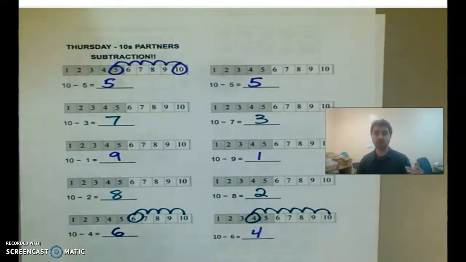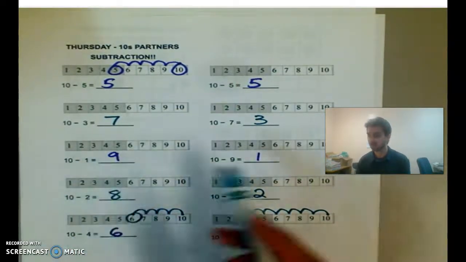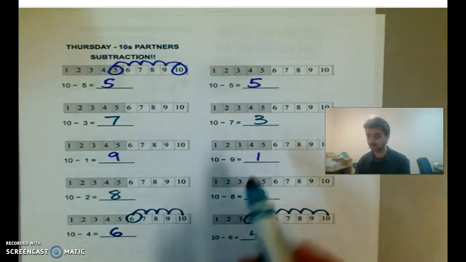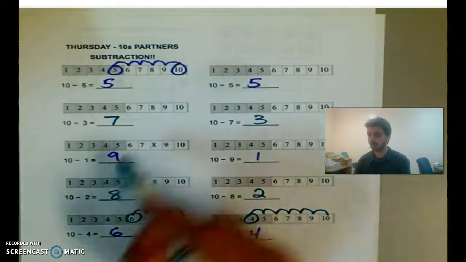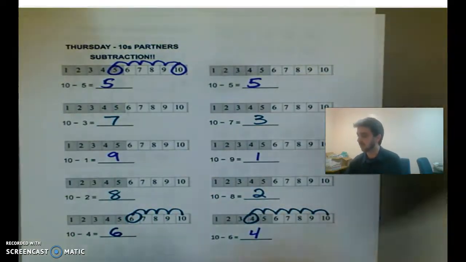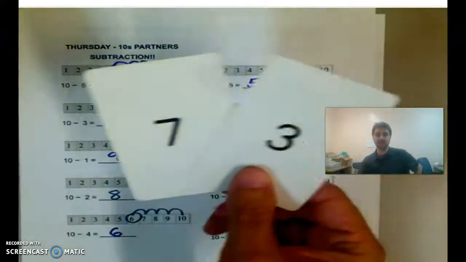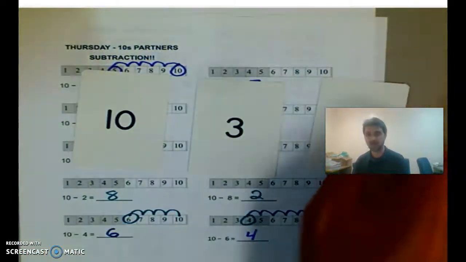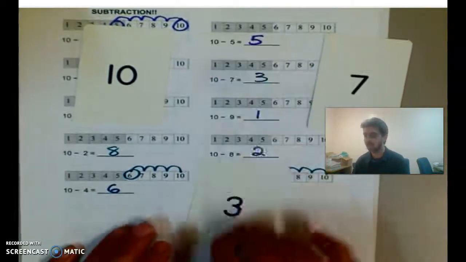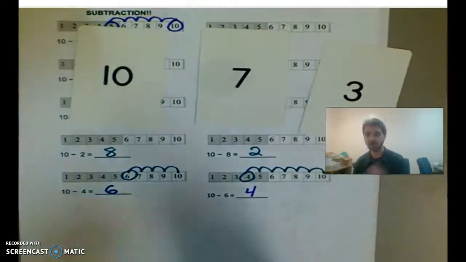Okay? So this is how these facts are all connected. 10 take away 1 is 9. 10 take away 9 is 1. 10 take away 2 is 8. And 10 minus 8 is 2. Okay, so these are all connected. So if you know, boys and girls, that 7 plus 3 equals 10, you also know that 3 plus 7 equals 10. You also know that 10 take away 3 is 7, and 10 take away 7 would give you 3. All connected, okay? All right, let's go.